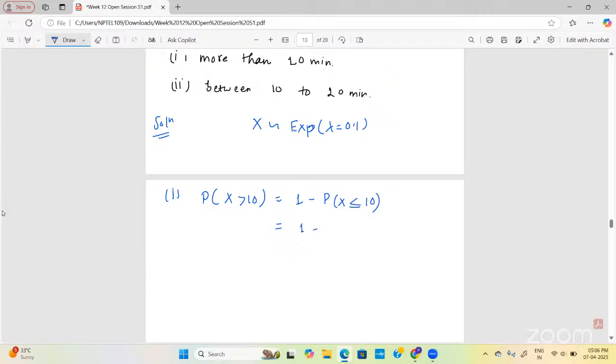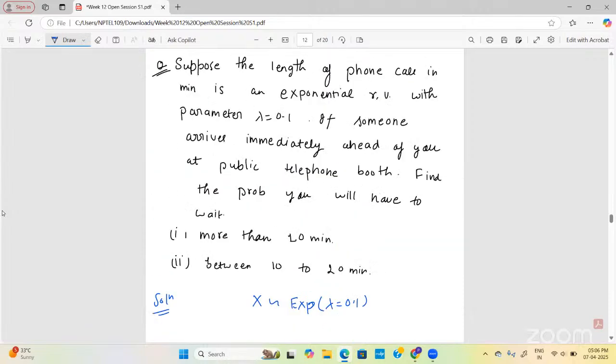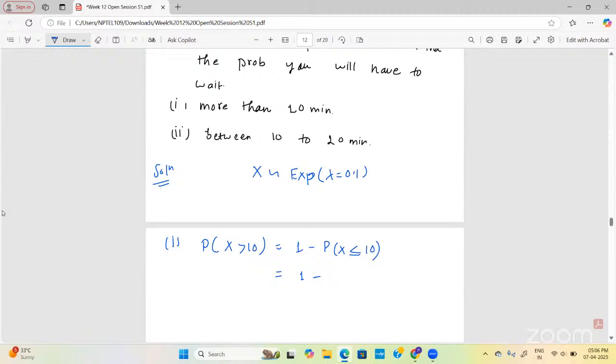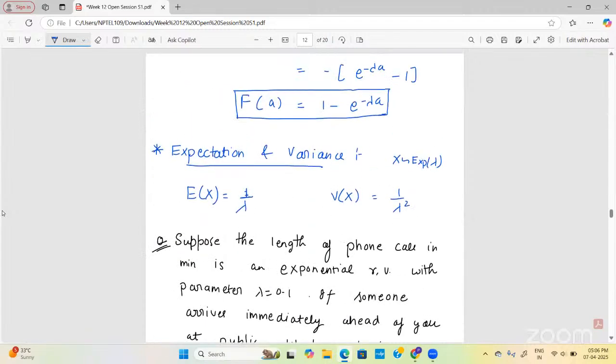Probability X is less than or equal to 10. Ma'am, here we use the CDF formula. Yeah, so it is CDF at point 10, right? Yes, ma'am. So now we can directly use the formula. If you don't remember the formula, you will have to calculate this probability by integrating the PDF, as we do usually. Otherwise, if you remember the formula, it's good. Then you can directly use it.